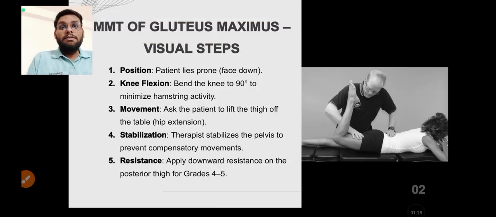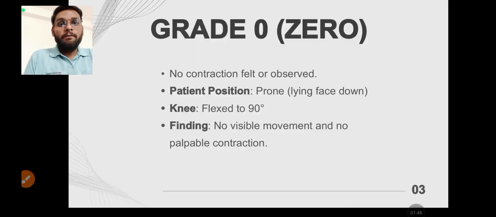Now we will see the MMT of the gluteus maximus, the visual steps. The position of the patient should be lying prone, face downward, with the knee flexed, bent to 90 degrees to minimize the hamstring activity. Movement: ask the patient to lift the thigh off the table, hip extension. Stabilization: the therapist stabilizes the pelvis to prevent compensatory movement. Resistance: apply downward resistance on the posterior thigh for grade 4 and 5.